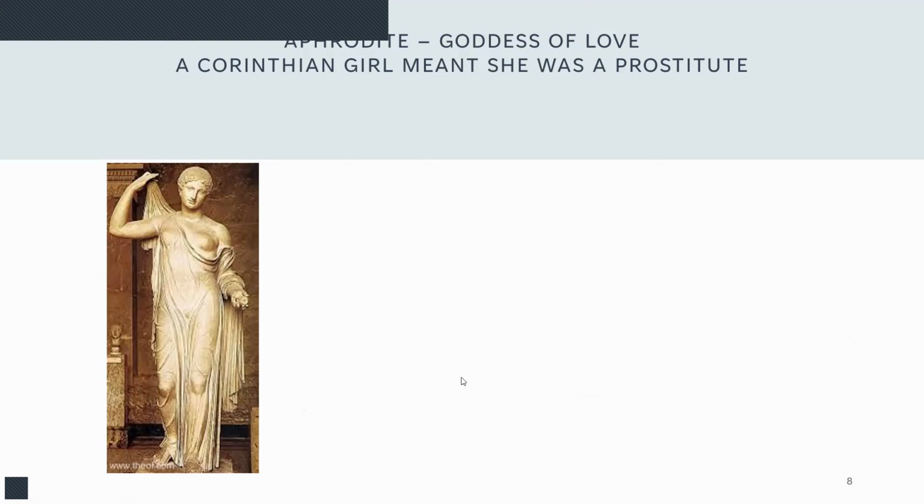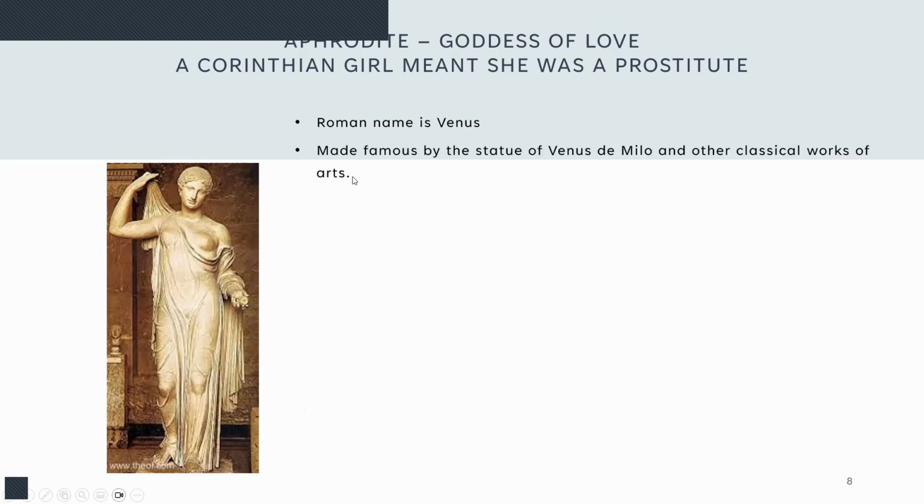Aphrodite was the goddess of love. If you were called a Corinthian girl, it meant that you were a prostitute. Her Roman name is Venus, made famous by the statue of Venus de Milo and other classical works of art.